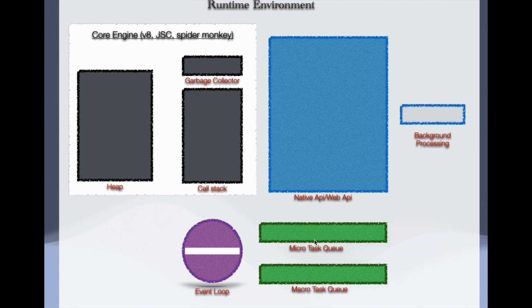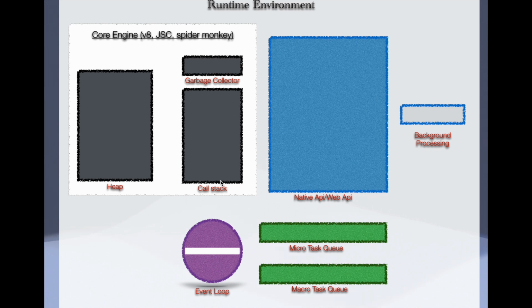The micro task queue is responsible for handling callbacks which belong to promises, and the macro task queue is responsible for callbacks like setTimeout, network requests, and all. Here we have the event loop.